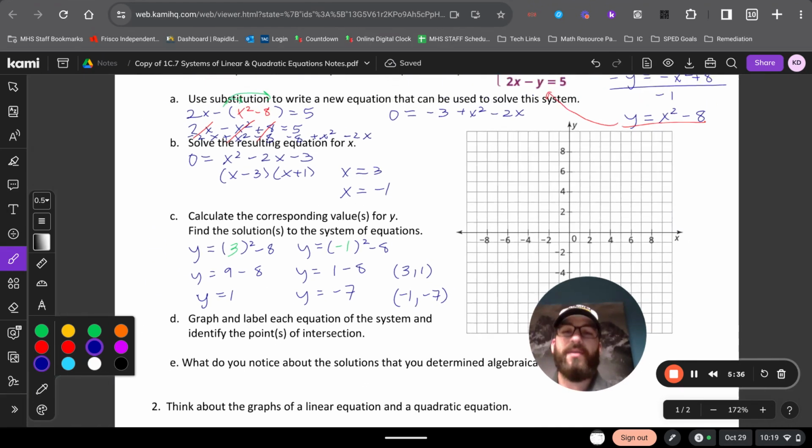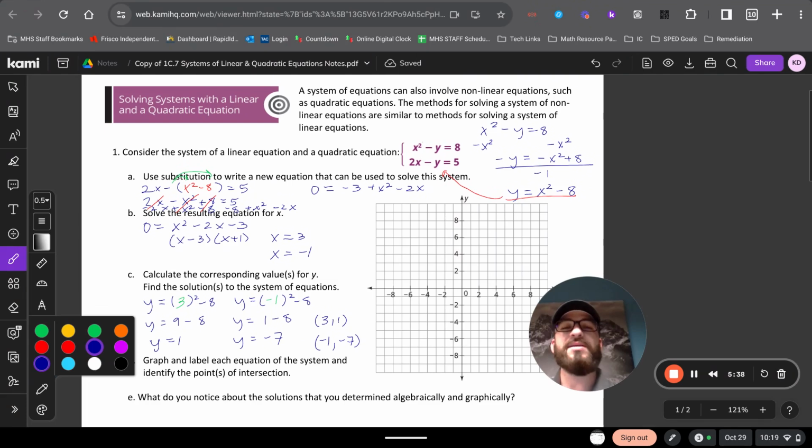That is the algebraic method. I know we kind of broke it down, but it is 3 different steps. Do that substitution, solve that first equation for either x or y, whichever variable you eliminated, and then plug back in to find that other variable. So that's our algebraic method.